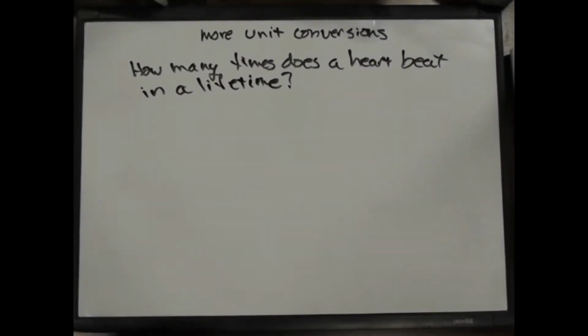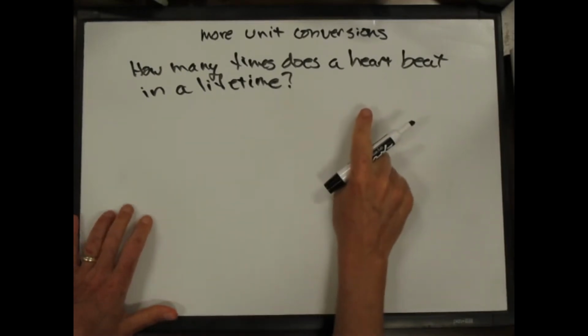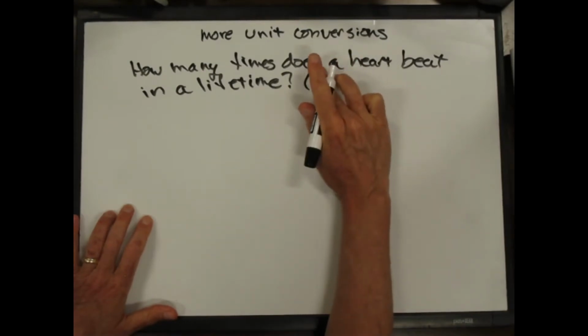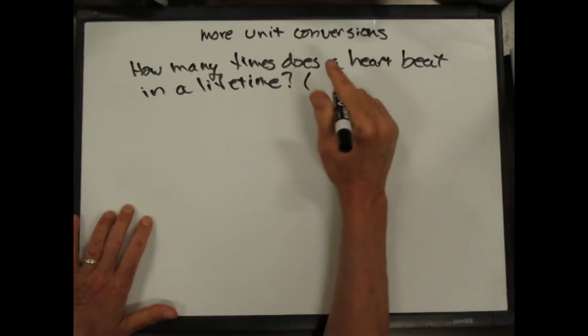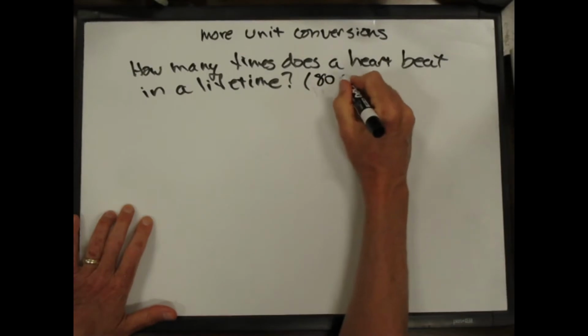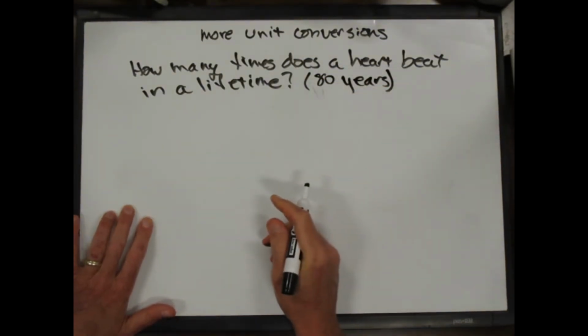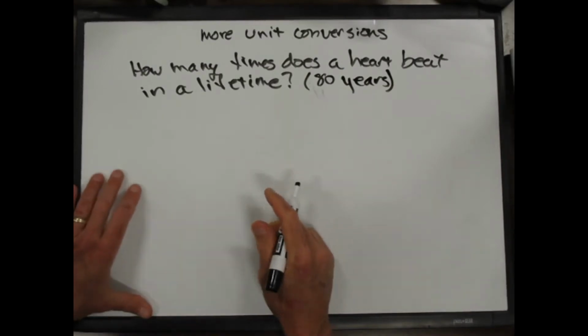So here's a little bit different units conversion problem, or maybe not so different. How many times does a heart beat in a lifetime, a human heart, say? And we're going to call this, what should we call it? What do we call a lifetime? 80 years is probably close enough for a typical human. At least maybe an American human. I think those are getting shorter again.